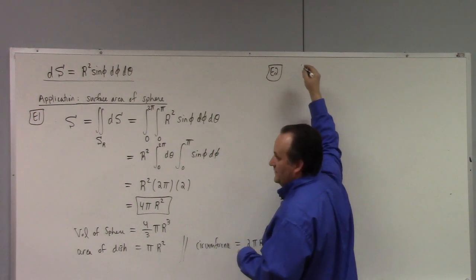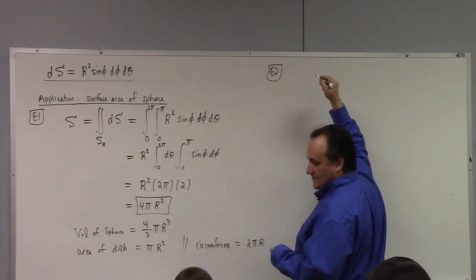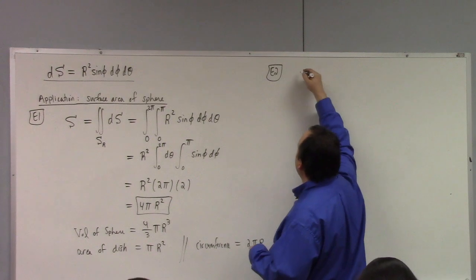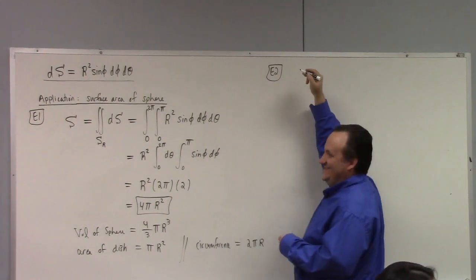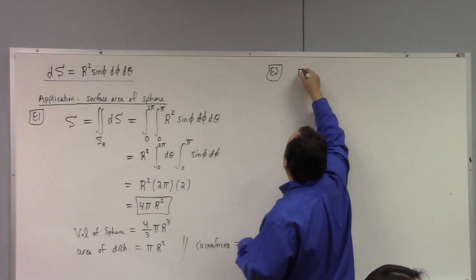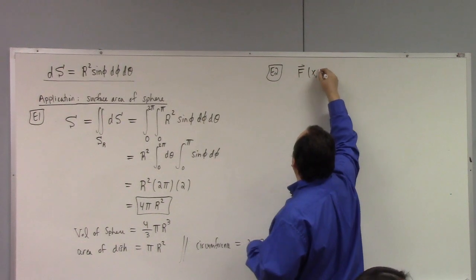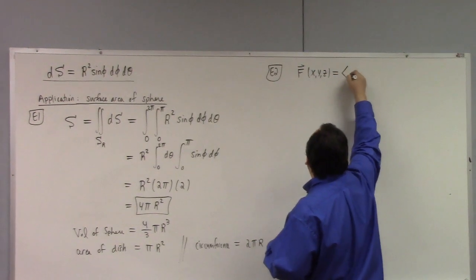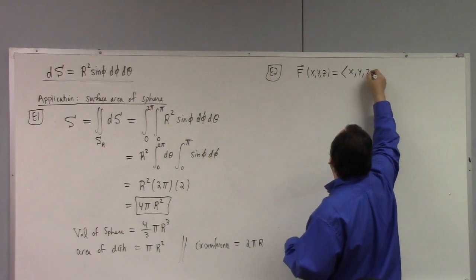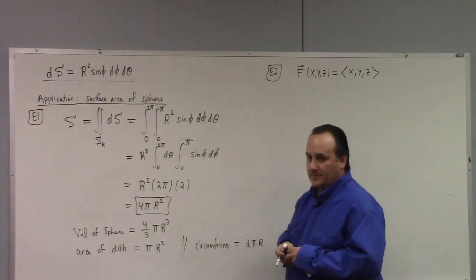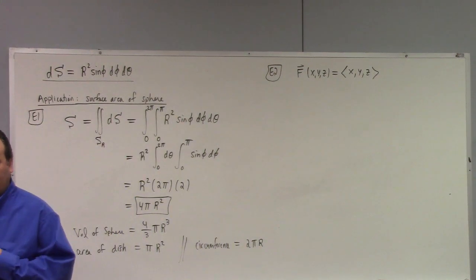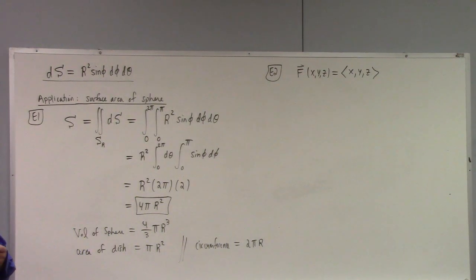How about this? What if we have f of x, y, z equal to the vector field, let's say x, y, z. Okay, that's a pretty simple one. Now, one way we could do this integral is just explicitly from the definition, all right?